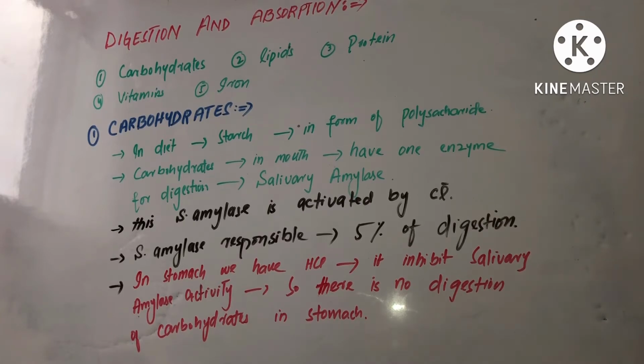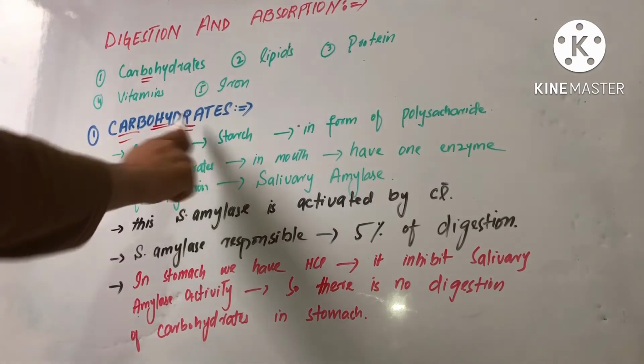In food we have carbohydrates, lipids, proteins, vitamins, and iron, and we will discuss the digestion and absorption of all these substances. So first of all, we are going to start with the carbohydrates.